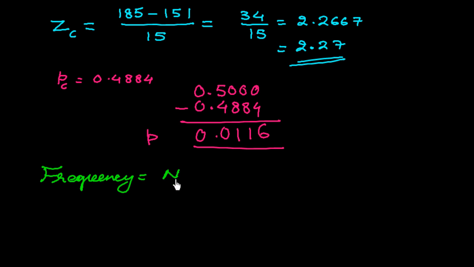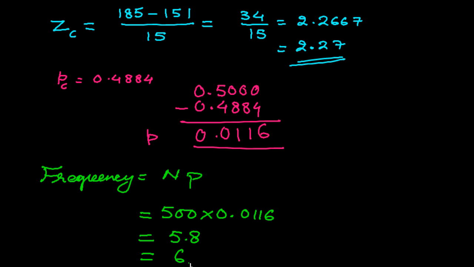So now we have to find out the frequency. Frequency is equal to n into p. We know that n is 500 students we have, and 0.0116 we have to multiply here. So you get here 5.8. We make it round off, so it is 6 now.